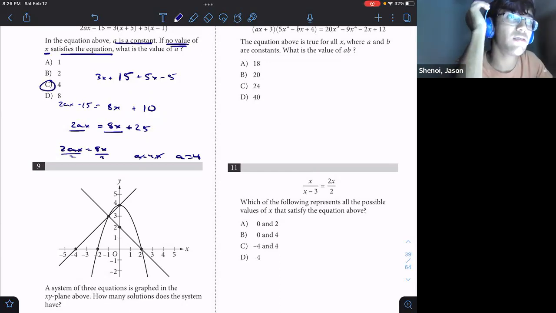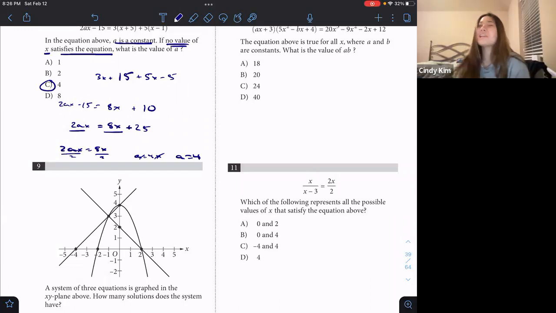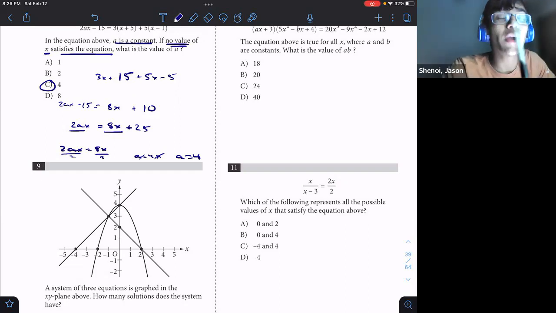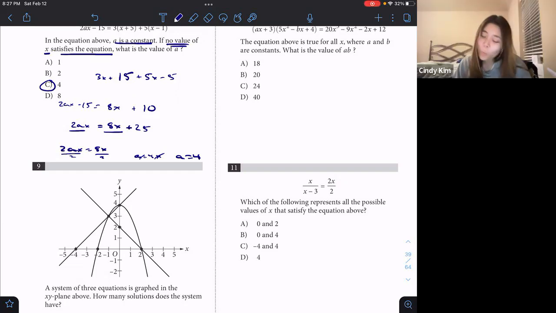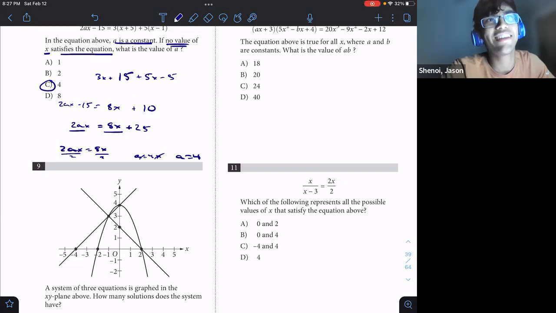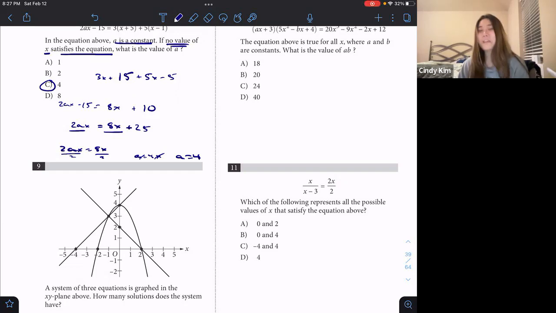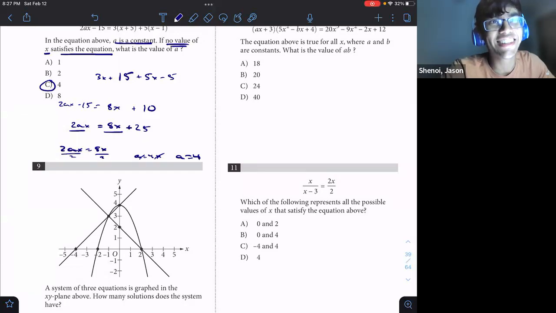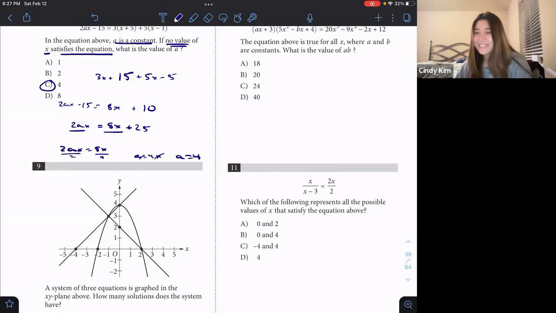Does that make sense? Yep. Wait, I have a question. Where did 25 go? The 25 in this equation does not matter. And the reason that it does not matter, can you tell me why? Because it doesn't have x. No. But do you know why that matters? Because it says no value of x satisfies the equation.